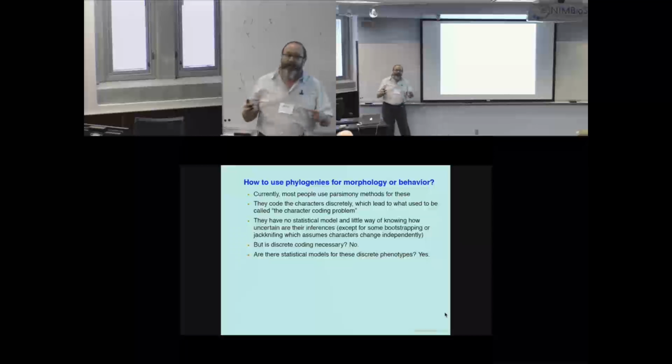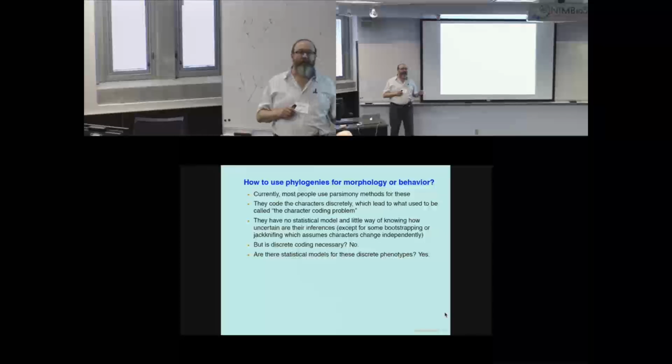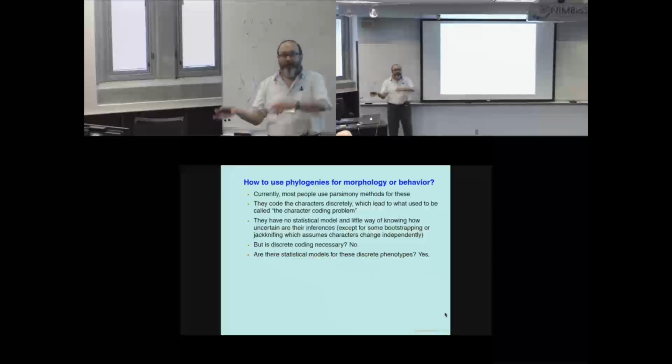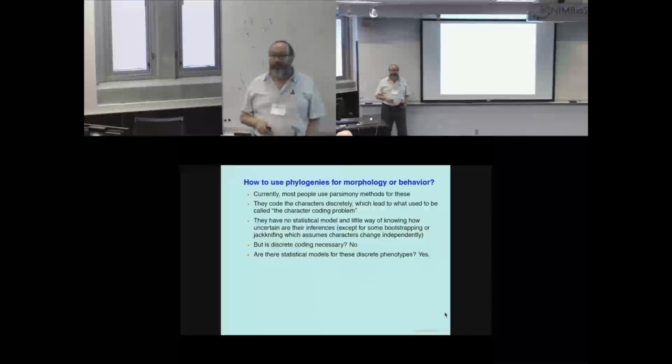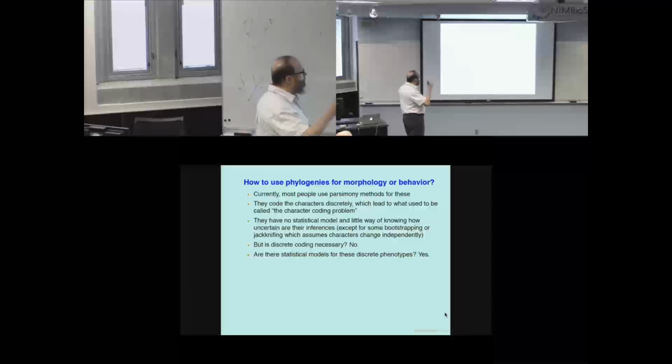There even came to be, among people using parsimony methods in the 80s, a bit of lore that circulated saying that if you wanted to do parsimony, you had to have discrete characters. And so if they started out continuous, you had to somehow convert them. Actually, some early parsimony methods didn't use discrete states. But anyway, people would trouble themselves about the character coding problem.